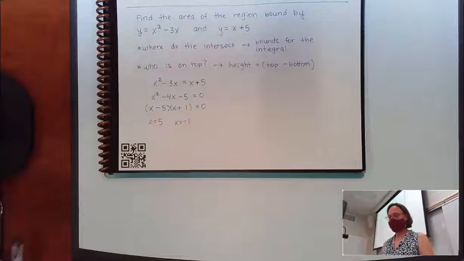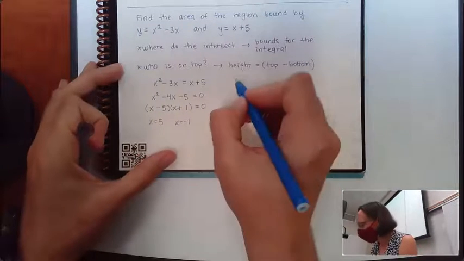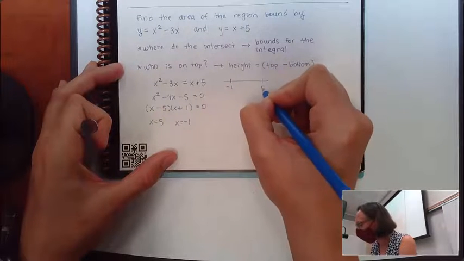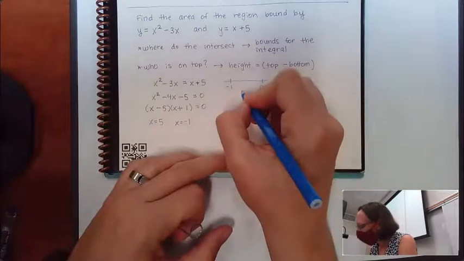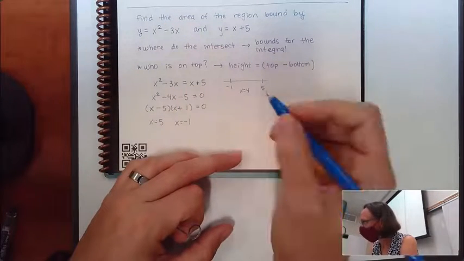Here's the fancy trick to figure out who's on top without a graph. I just need to pick. So they intersect at -1 and at 5. Someone pick a number between -1 and 5. At x equals 4, I just need to know which function has a bigger y value.